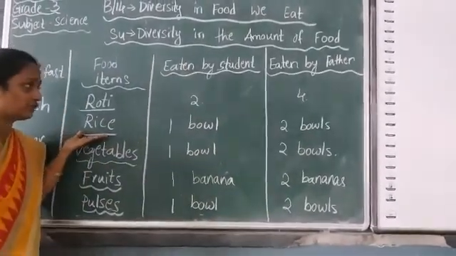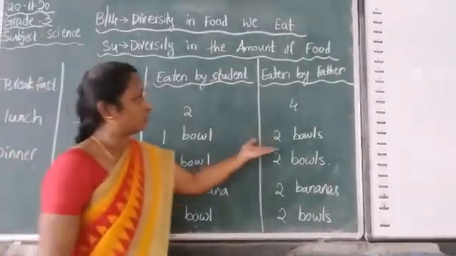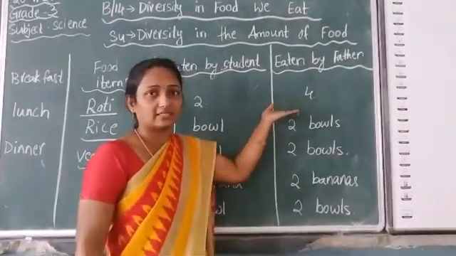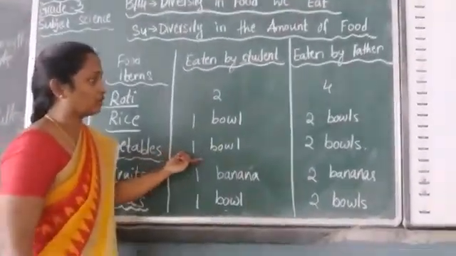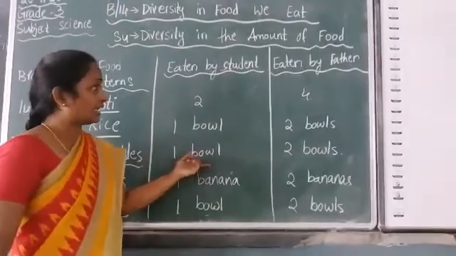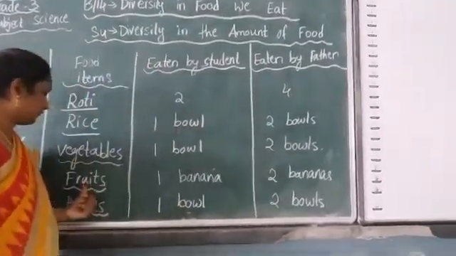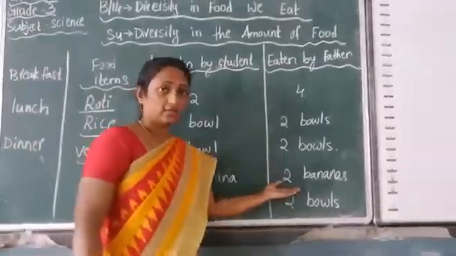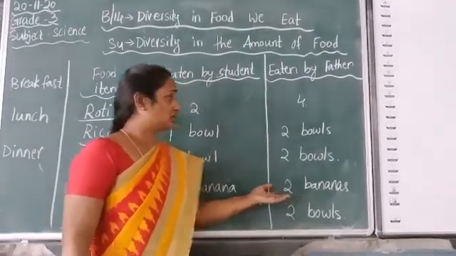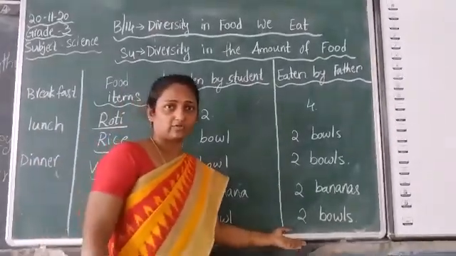And for rice, 1 bowl of rice is given for a child, and 2 bowls of rice for the father, an adult. And vegetables, 1 bowl of vegetables and 2 bowls of vegetables for the adult. And fruits, if you take 1 banana, your father requires 2 bananas. And pulses, 1 bowl of pulses and 2 bowls of pulses.